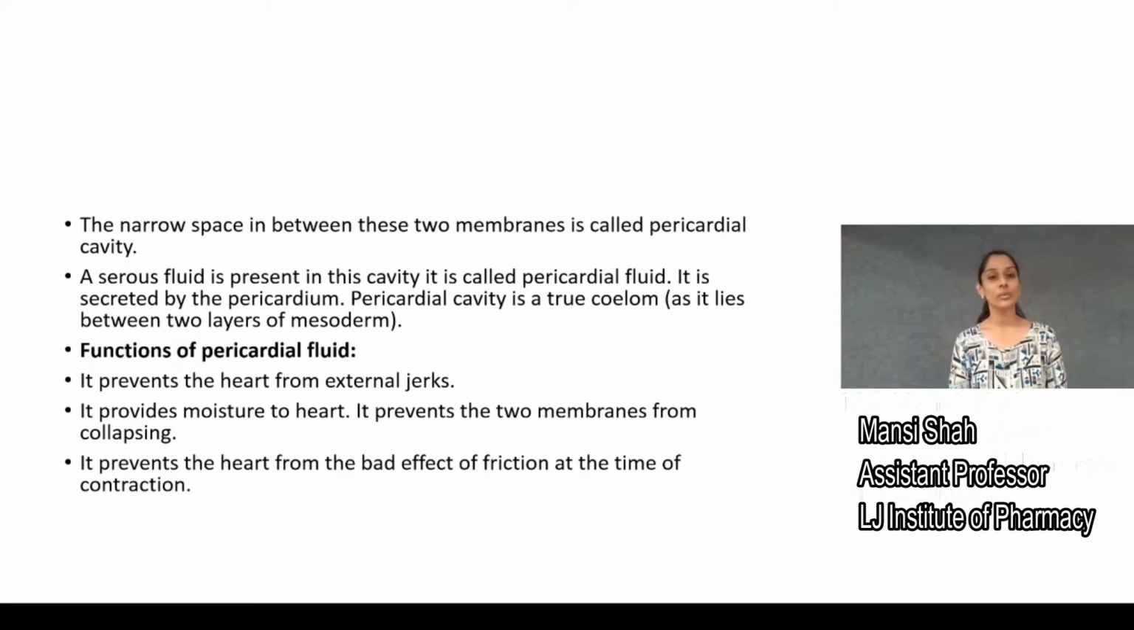A serous fluid is present in this cavity. It is called pericardial fluid. It is secreted by the pericardium. Pericardial cavity is a true coelom, as it lies between two layers of mesoderm. Functions of pericardial fluid are that it prevents the heart from external jerks, it prevents moisture to heart, it prevents the two membranes from collapsing, and it prevents the heart from the bad effect of friction at the time of contraction.